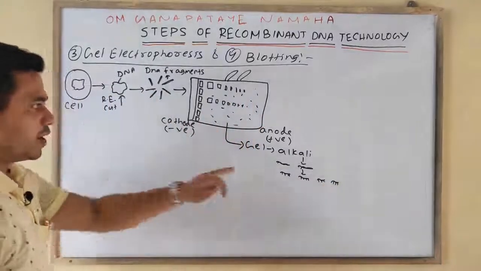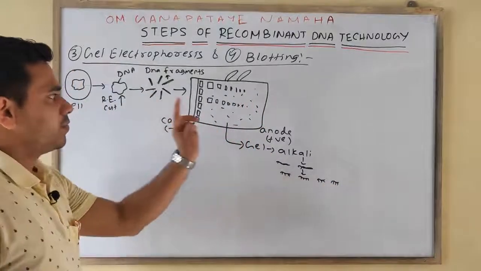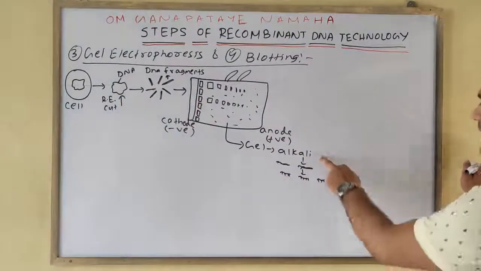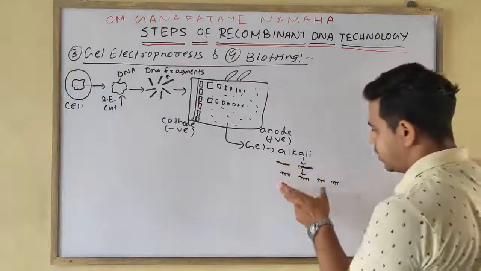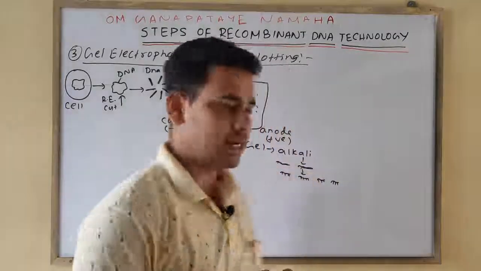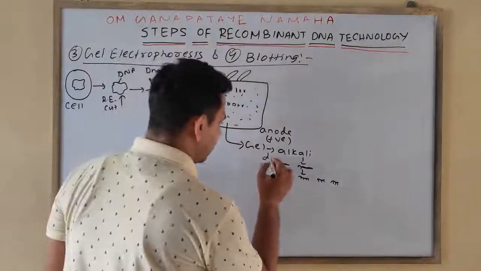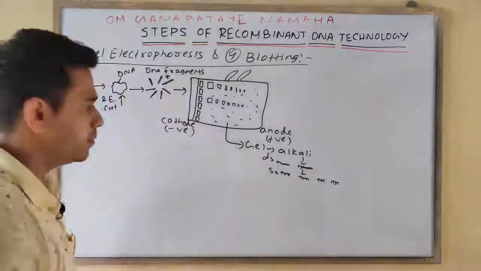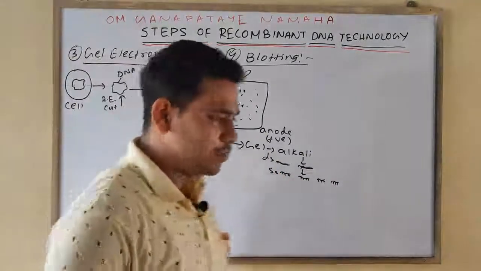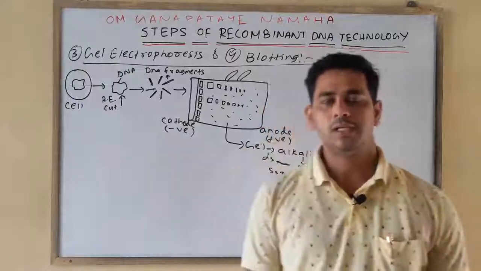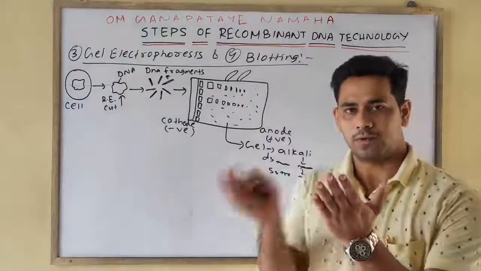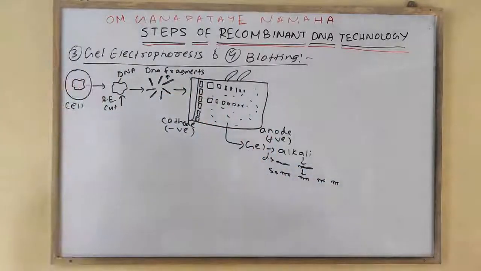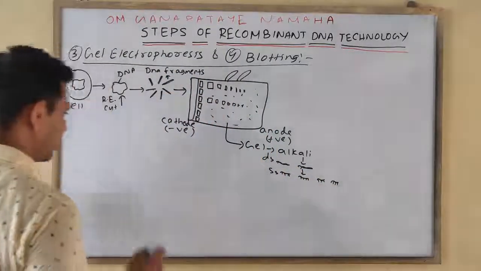Understood? After the arrangement of the pattern in the gel, we will apply the alkali so that the double stranded DNA will be converted into single stranded DNA. But now how will we extract the DNA? It is difficult to extract the DNA from the gel, so that is why the blotting technique is used. What is there in the blotting technique?